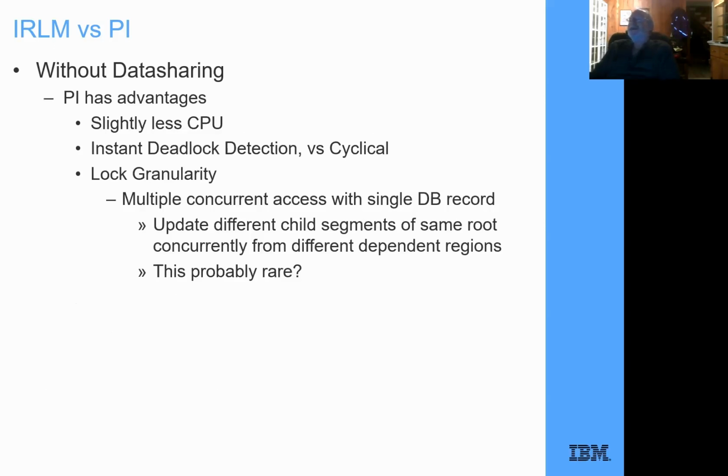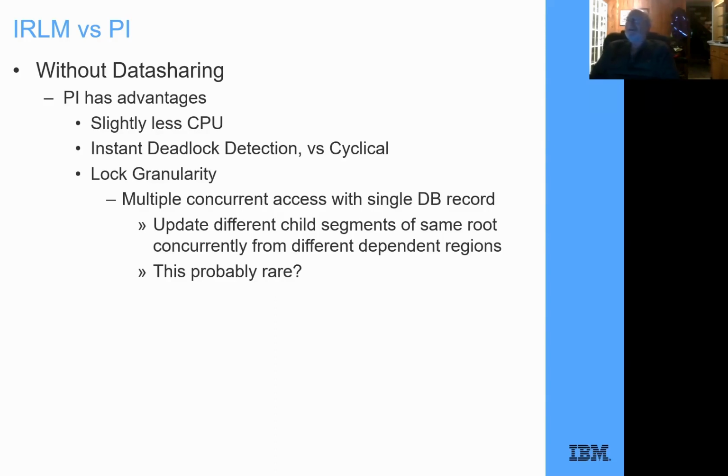So if you're not data sharing, PI has some advantages. PI uses less CPU to some extent, and it has instant deadlock detection versus cyclical. If you have a lot of deadlocks, that can be an issue because you don't want to wait some number of milliseconds for a deadlock to be resolved.